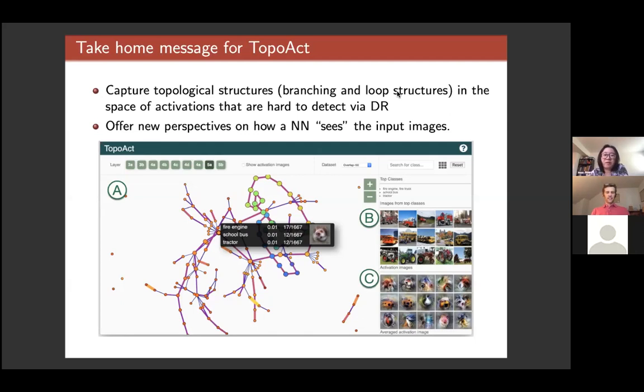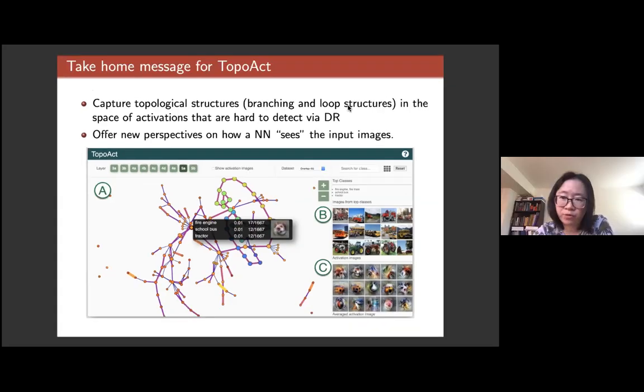All right, so what is the take-home message? If you're going to go to sleep two minutes from now, this is really the take-home message. We have this tool where you can explore a pre-trained neural network. And underneath, it uses mapper graph to capture the underlying topological structures, specifically branching and looping structure in the space of neural activations. What we argue is that those structures are hard to detect if you just apply traditional dimensionality reduction techniques. And we think that this kind of view will offer new perspective on how a neural network sees the input image. And this is the interface of our tool.